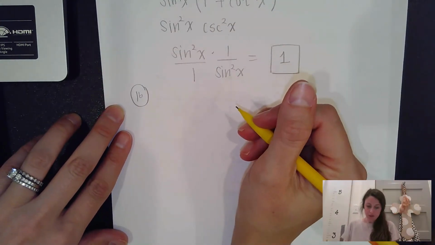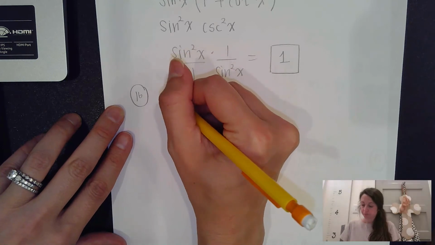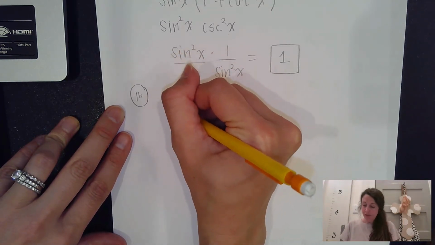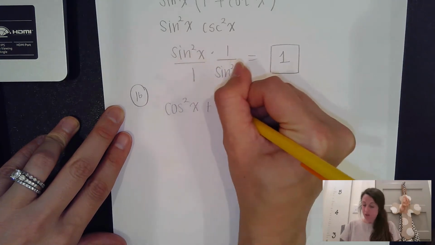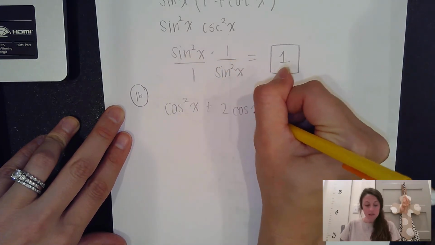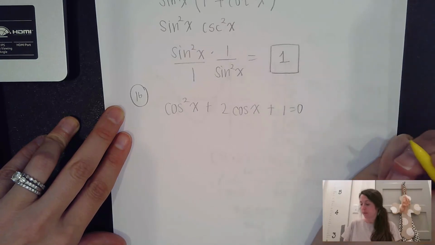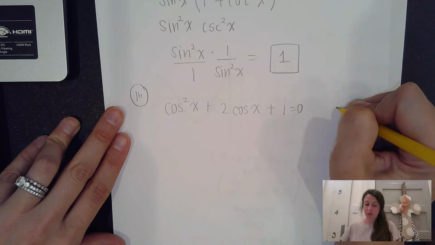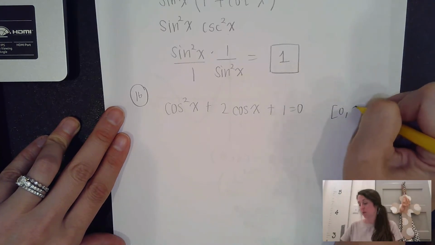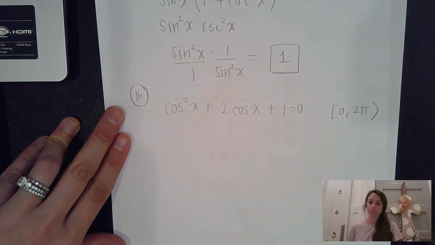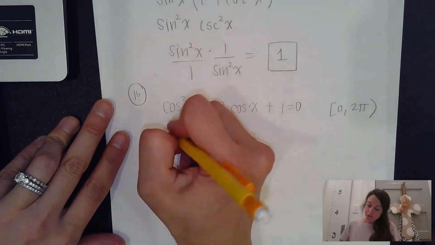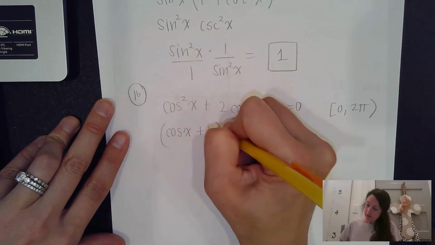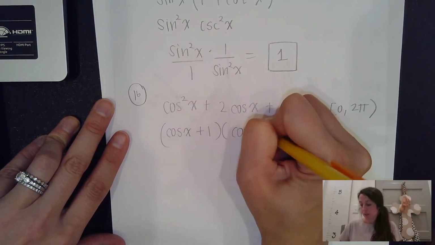We also talked about solving trig functions. So if I had cosine squared x plus 2 cosine of x plus 1, and I wanted to solve on the domain of 0 to 2 pi, I could factor this. So this will be cosine of x plus 1 times cosine of x plus 1, basically, right?